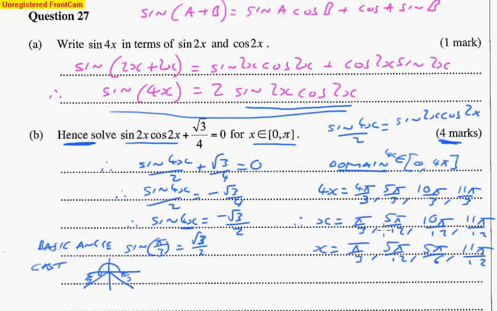Probably a bit unnecessary to go through all that lengthy working in the calculator section, having got to the equation that sine 4x equals negative root 3 on 2. But there we go, there's the whole algebraic solution to that.